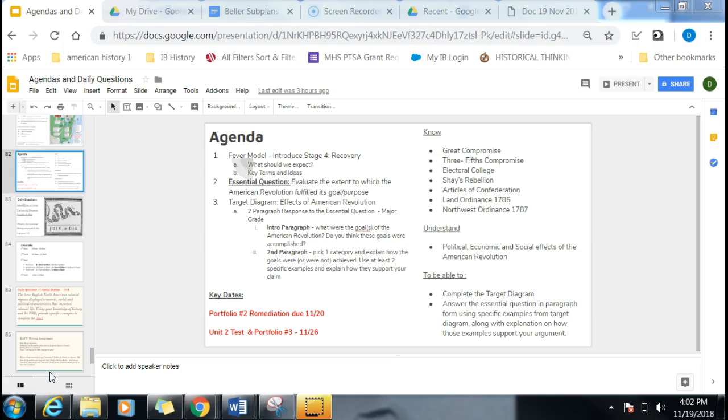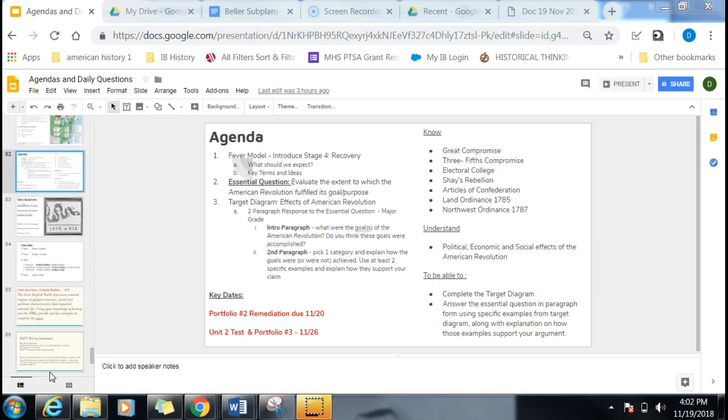The second thing that you see in the recovery stage is that you address the causes of the illness in the first place. And so in political terms, you should be able to anticipate this newly independent country addressing the causes of the American Revolution. So you might want to consider, and you will have to in your target diagram, what were the causes of the American Revolution, both short-term and long-term.